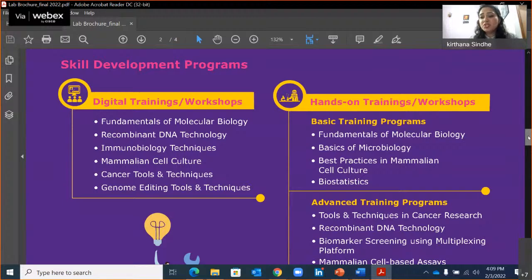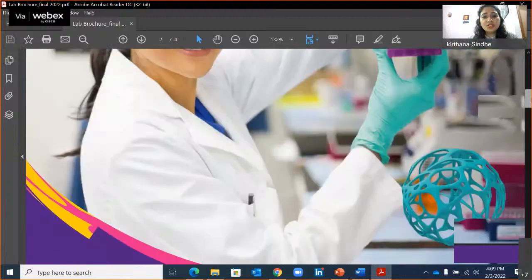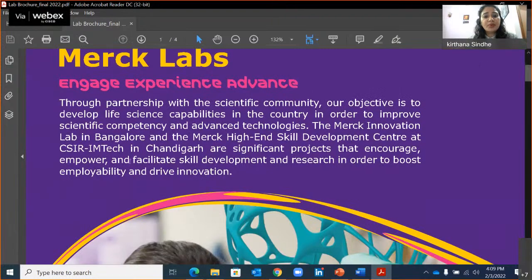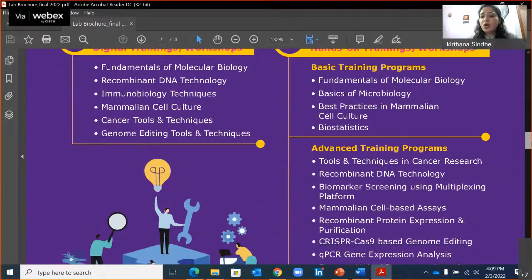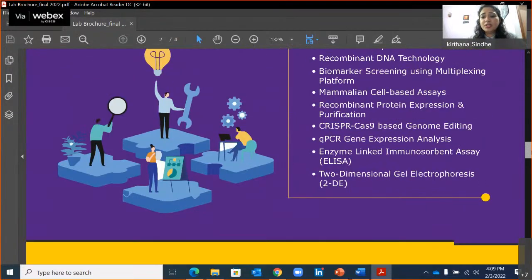Mainly, as I mentioned, in our labs we want to provide skill development to boost their employability and also to drive innovation. So it's a two-fold purpose: developing your scientific competency and advancing technology, bringing out the advanced technology.